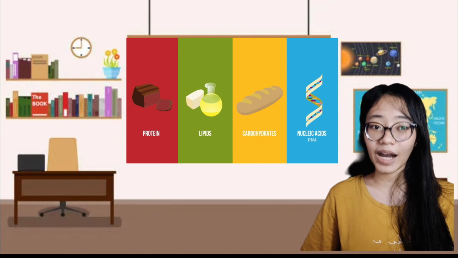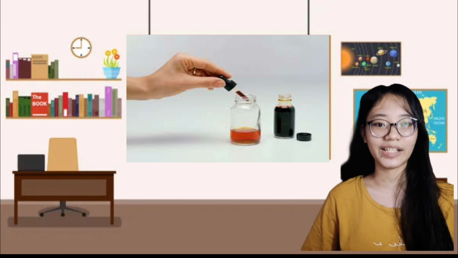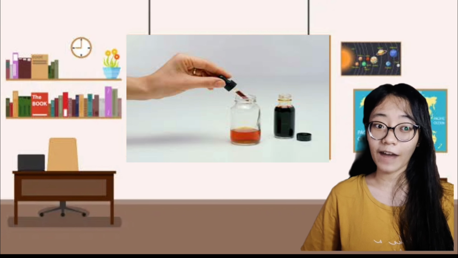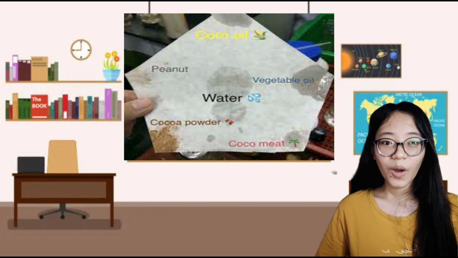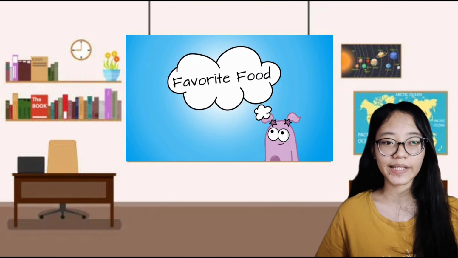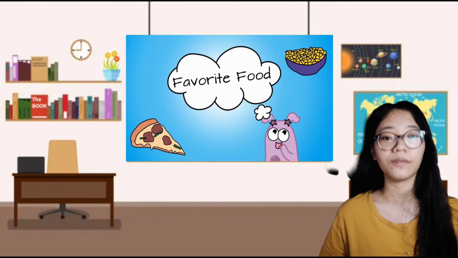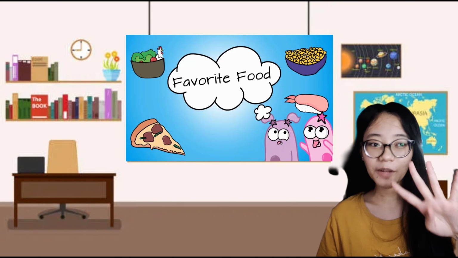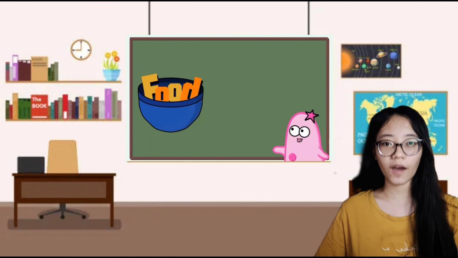The presence of a biomolecule, like starch in food, can be tested using iodine solution, and the presence of fat using a grease spot test on a paper. Well, we have different food preferences, but food is a source of large molecules that are needed for life called biomolecules. There are four biomolecules that make up life, and this will be the focus of the video.